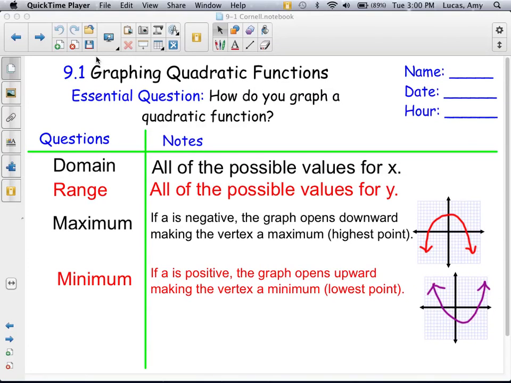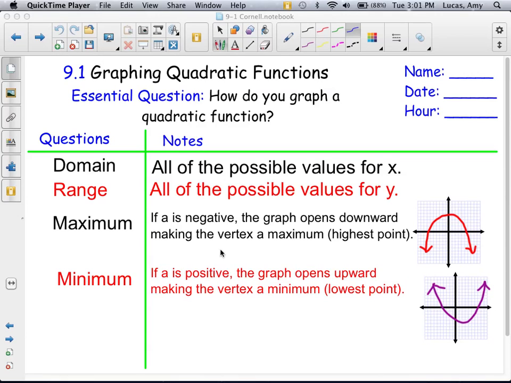Our essential question is, how do you graph a quadratic function? We have 4 new vocab words for today: domain, range, maximum, and minimum. The domain, you may remember from chapter 1, represents all of the possible values for x. The range, all of the possible values for y. Maximum and minimum.